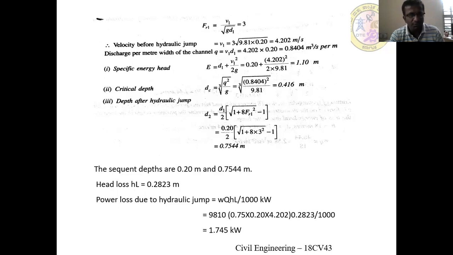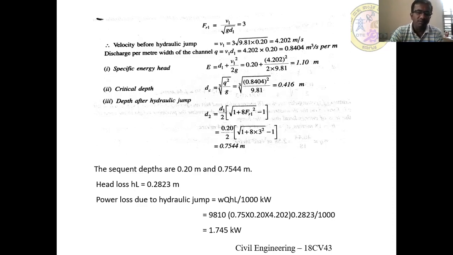Now you have to find the specific energy head. Specific energy head E equals D1 plus V1 square by 2g. We know D1 is 0.2, V1 is 4.202, and g is 9.81. Substituting, the specific energy head is 1.10 meter before the hydraulic jump. And critical depth Dc or Yc, both are the same, is the cube root of q square by g. We get 0.416. It is greater than Y1, so the hydraulic jump definitely occurs.